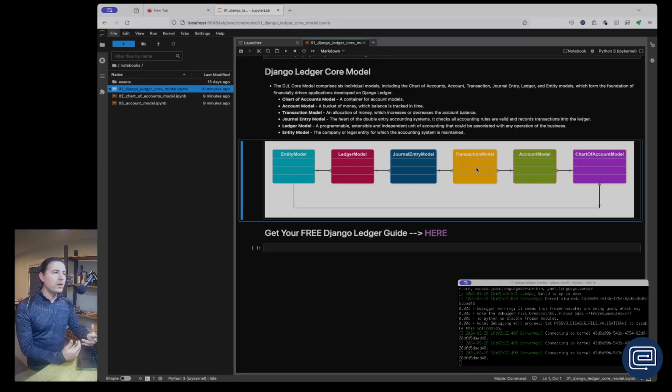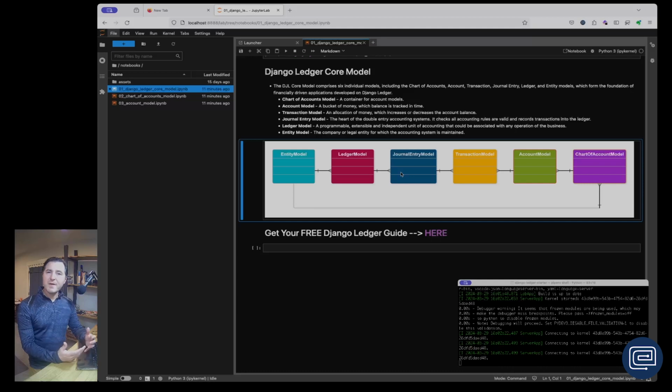The next one that we're going to be reviewing is the journal entry model. And the journal entry model is really the heart of the double entry accounting system. The journal entry model is going to be responsible for validating that all the transactions that are added to the ledger are validated. Also, the journal entry model is responsible for keeping track of time. Each journal entry model will have a date time associated with it, therefore driving a lot of the financial reporting capabilities of the Django Ledger framework.